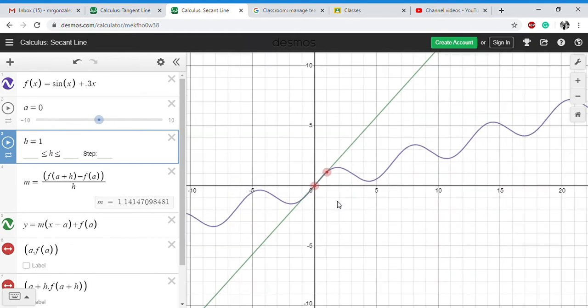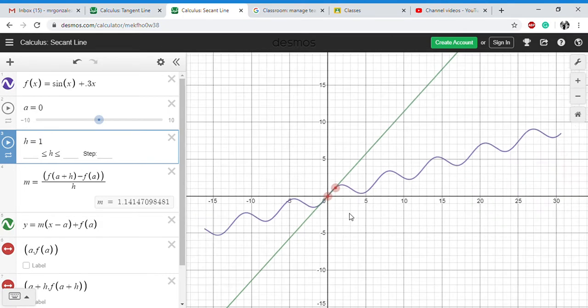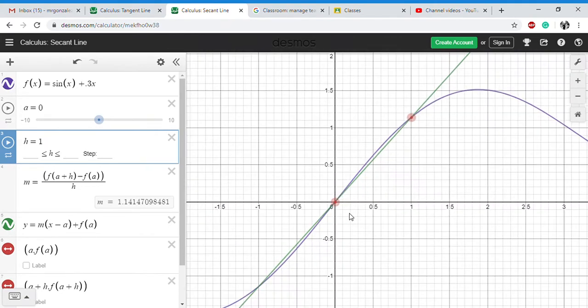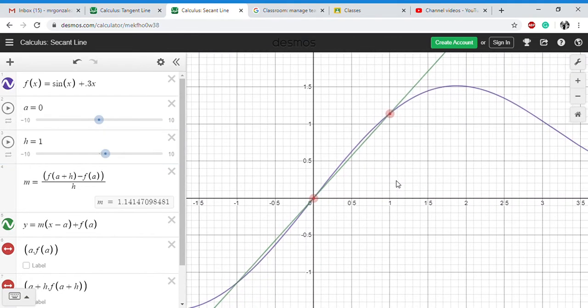Okay, so what am I looking at? I'm looking at the sinusoid with a linear behavior that is imposed by this term, that 0.3x. That is the purple graph. And the second thing that I'm looking at is this green line right here. And the green line has 2 points that are specified. Those 2 red points, one that is at x equals 0 and another one that is at x equals 1.